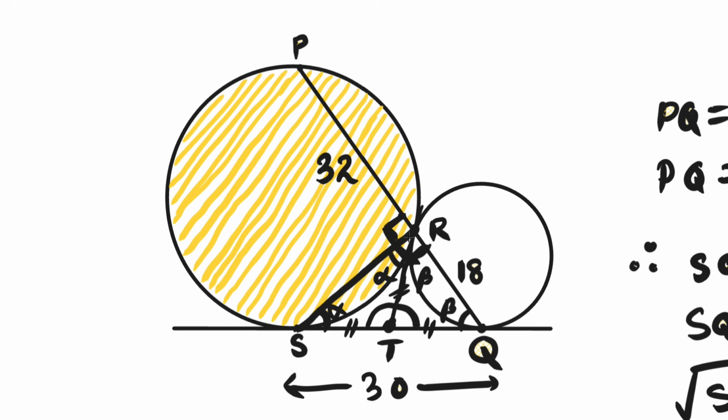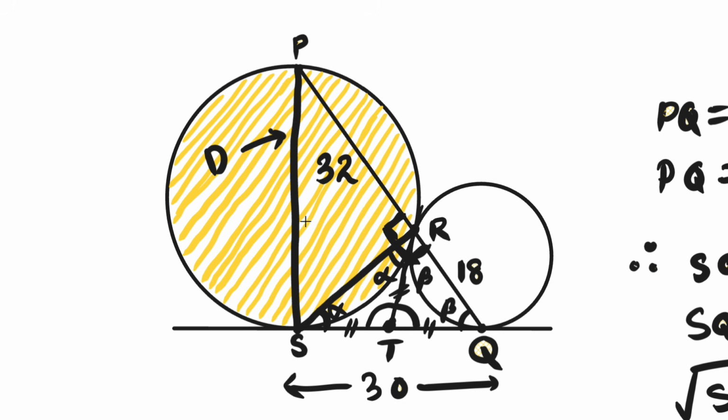Here, P, R, and S all lie on the larger circle, and we have just proved that angle PRS is 90 degrees. The side opposite this right angle is PS. Therefore, PS is the diameter of the larger circle. This is exactly the observation that makes the rest of the problem straightforward. Now, we need to find the length of PS.